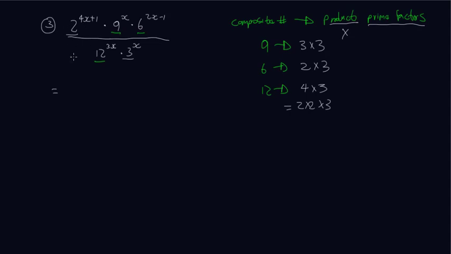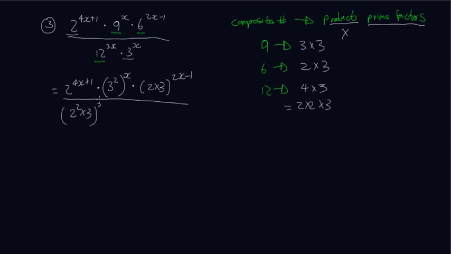So 2 to the 4x plus 1, and then times 9, which is 3 times 3, then it's as the exponent, so this is 3 squared, and then to the x times 6, it's 2 times 3, and then it's 2 to the x minus 1, all over 12, still 2 times 2 times 3, so 2 times 2 is 2 squared and then times 3 to the power of 3x times 3 to the x.